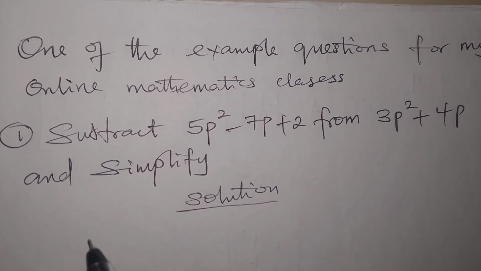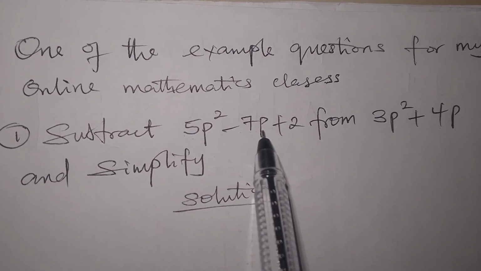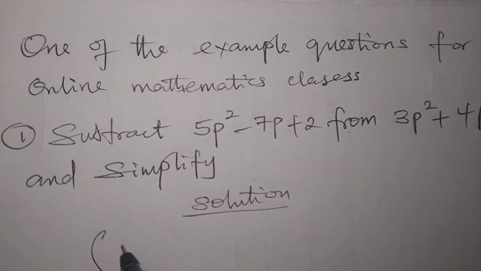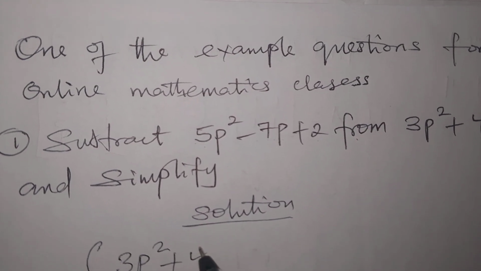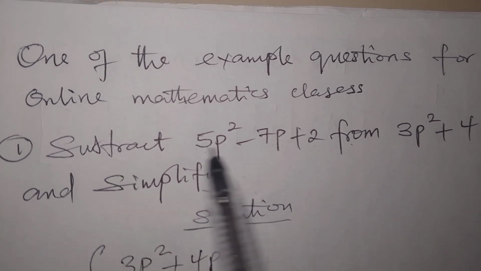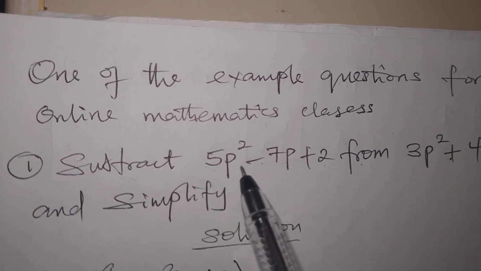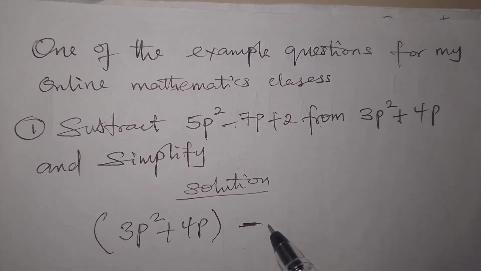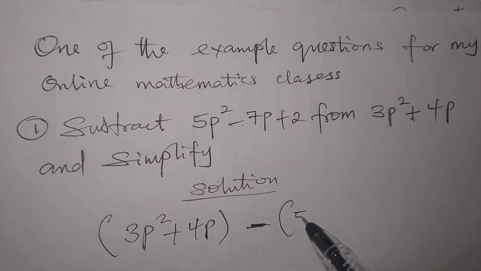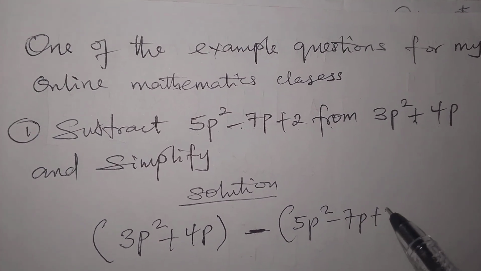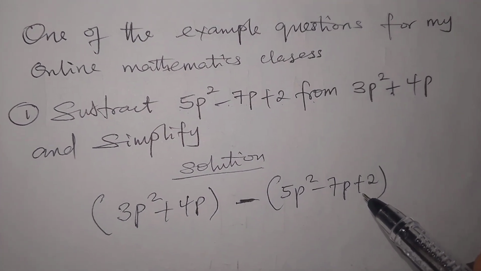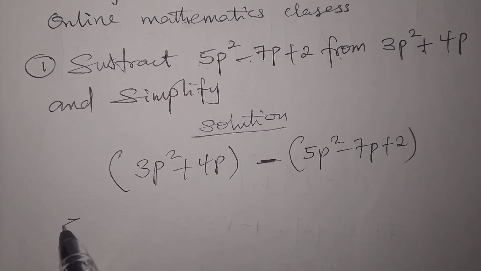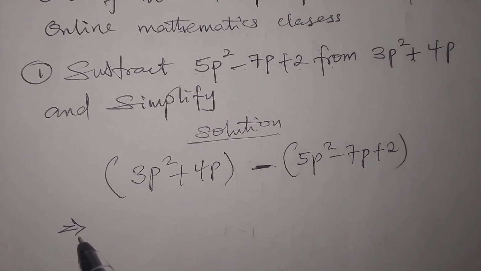What we are meant to do is subtract 5p squared minus 7p plus 2 from 3p squared plus 4p. So what we write is, I'll open a bracket: 3p squared plus 4p, because we are told to subtract this from here. It's like trying to remove this from here. So this will come first, and I will now put minus, and open the bracket: 5p squared minus 7p plus 2. Now we are going to simplify this expression.